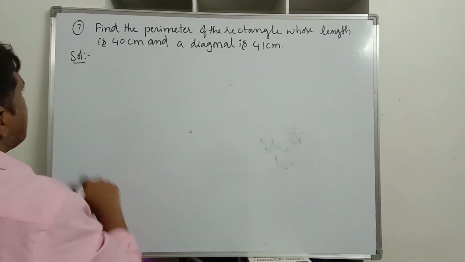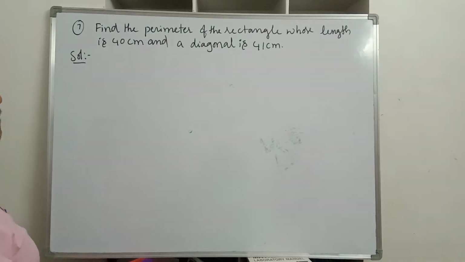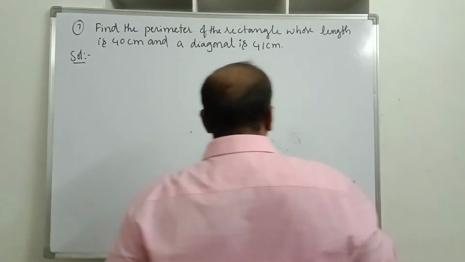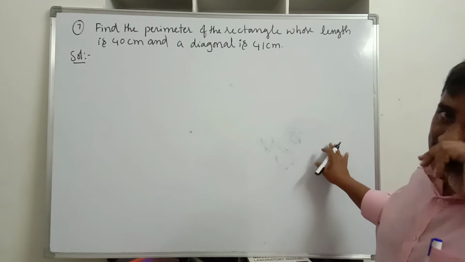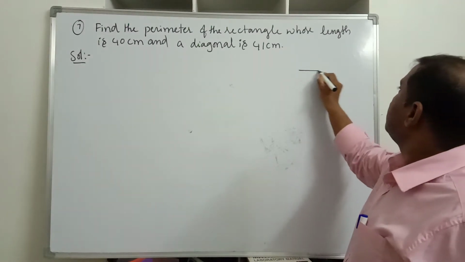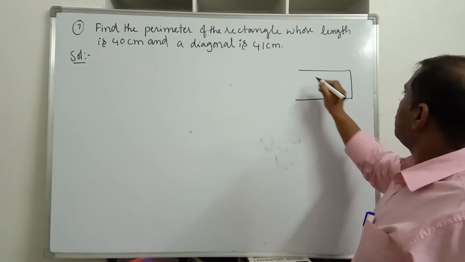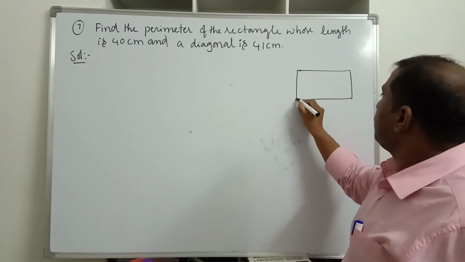Now we will discuss the 7th question. Find the perimeter of a rectangle whose length is 40 centimeters and a diagonal is 41 centimeters. So what is the perimeter of a rectangle? The total boundary length of the rectangle. This is a rectangle. What will be the boundary of this? That is the sum of the 4 sides of the rectangle.